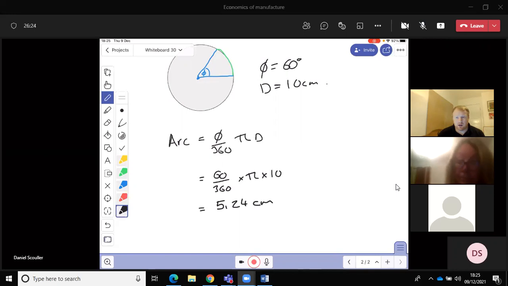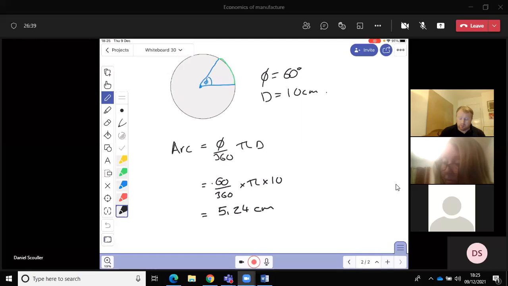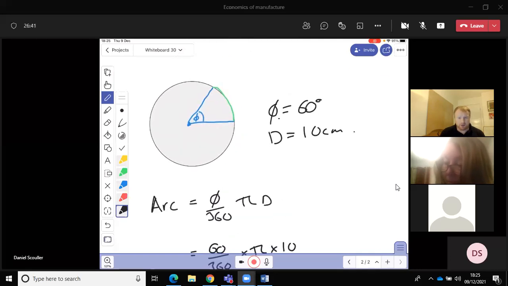Is everyone getting that in their calculator? Is everyone putting that in their calculator and that's coming out okay? So everyone's comfortable with pi, everyone's comfortable with putting that fraction in their calculator. Super. Nice one.